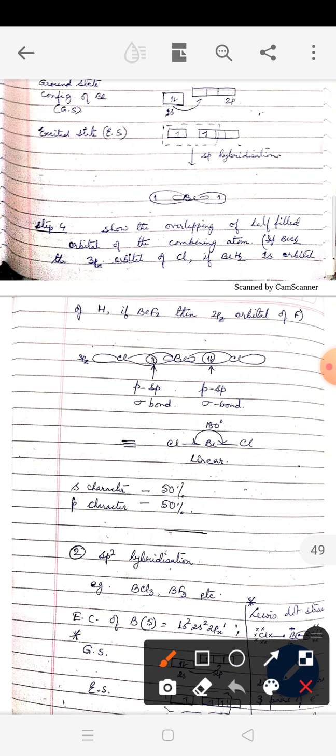Mathematically, how do you calculate? You can calculate like this. Percentage means 100, isn't it? And you are dividing between two orbitals. So 100 divided by 2. How much do you get? 50, isn't it? So each of the orbitals will have a 50-50 contribution. So that's all about sp hybridization.